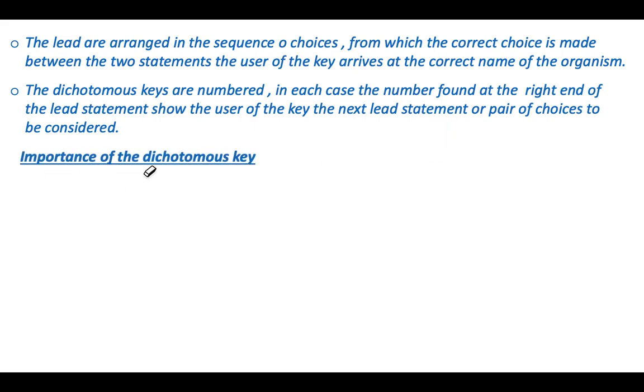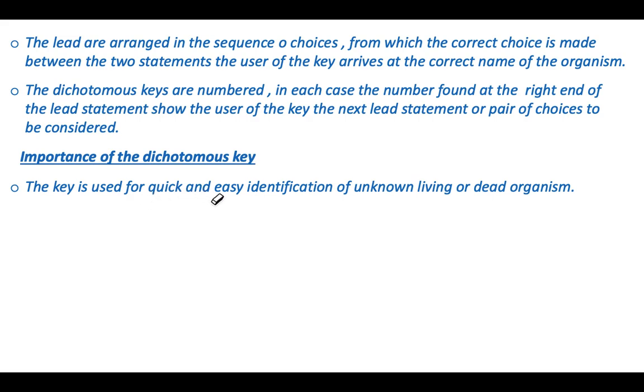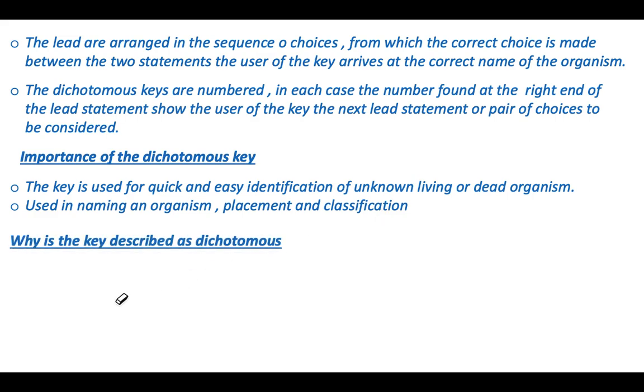So we have the importance of the dichotomous key. Why is the dichotomous key important? The key is used for quick and easy identification of any living or dead organism. That's one of the importances of the key. The second importance is that it is used in naming an organism, placement and classification. If you want to name an organism, you use the dichotomous key. Those are the importances of the key. And then we also have to take note of why the key is described as dichotomous.